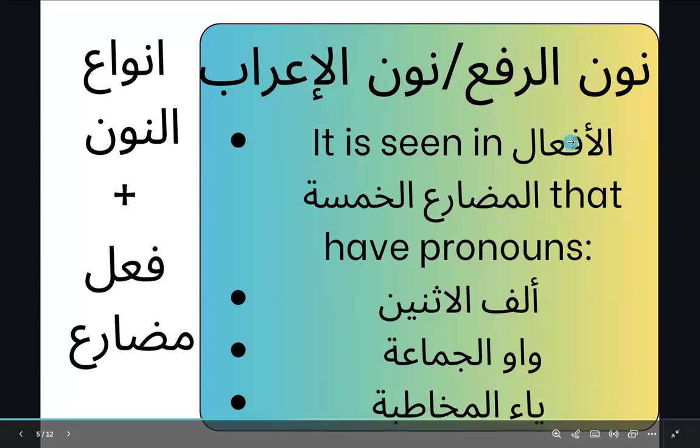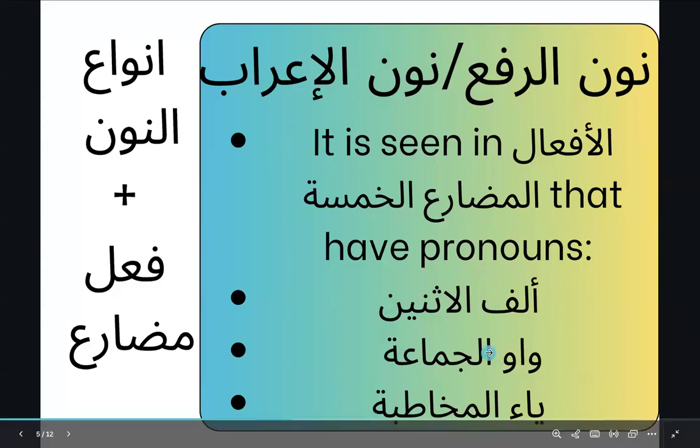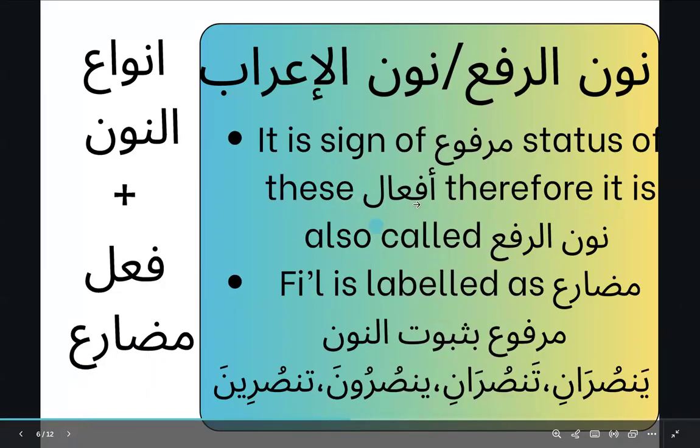So the noon that is the sign of marfu status is called nunul rafa or nunul i'rab. It is only seen in five af'al in the mudari table, and those af'al have these three pronouns. They can either have aliful isnain, wawul jama'a, or yaul mukhataba. This noon, as I mentioned, is a sign of marfu status.